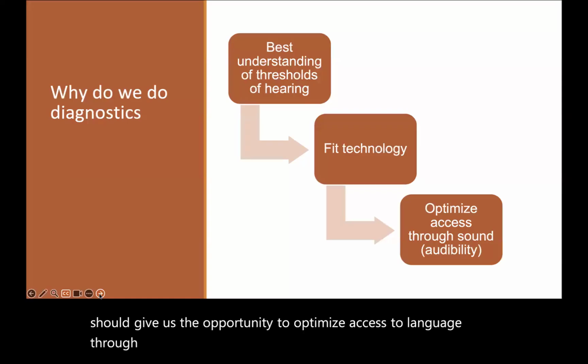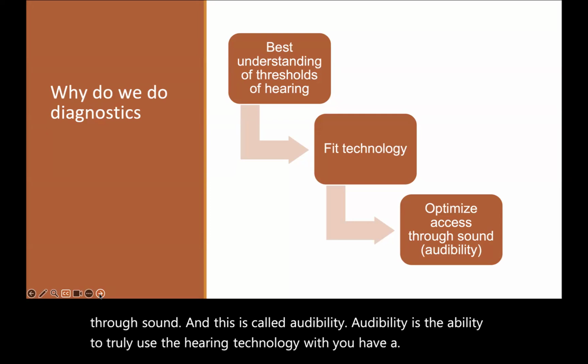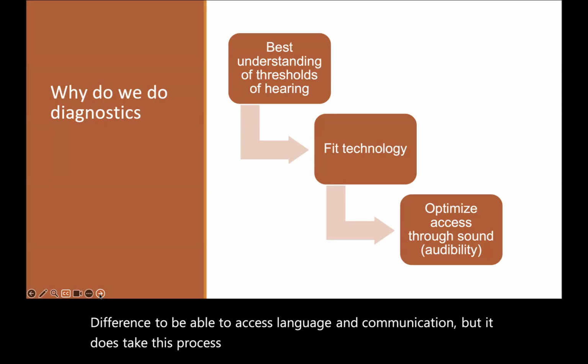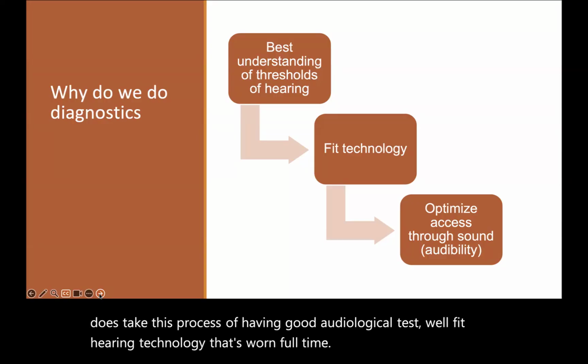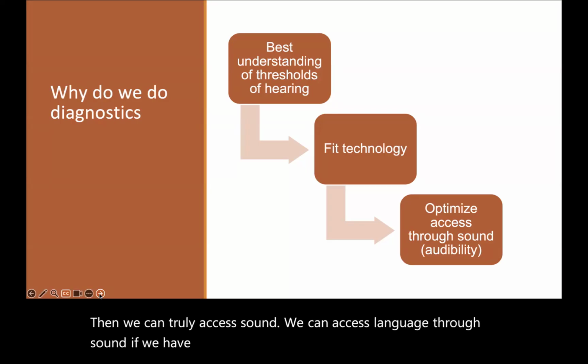And this is called audibility. Audibility is the ability to truly use the hearing technology when you have a hearing difference to be able to access language and communication. But it does take this process of having a good audiological test, well-fit hearing technology that's worn full time. Then we can truly access sound. We can access language through sound if we have these things that work together.